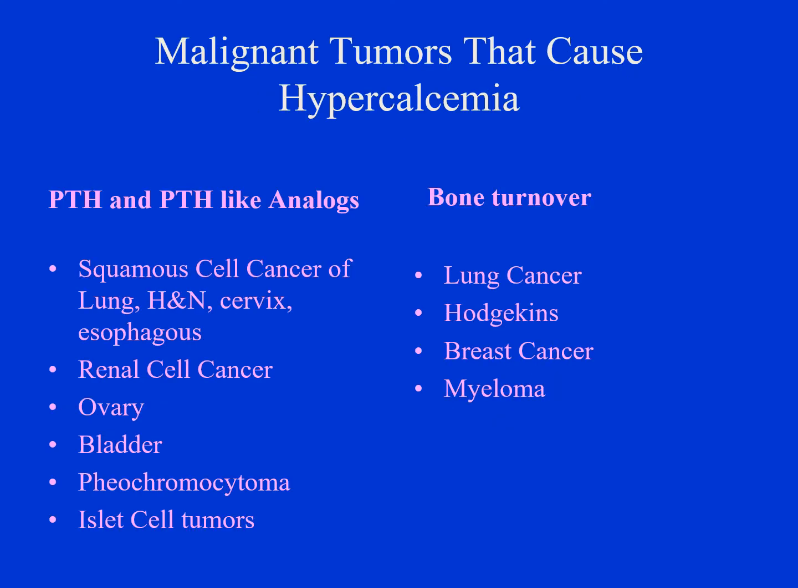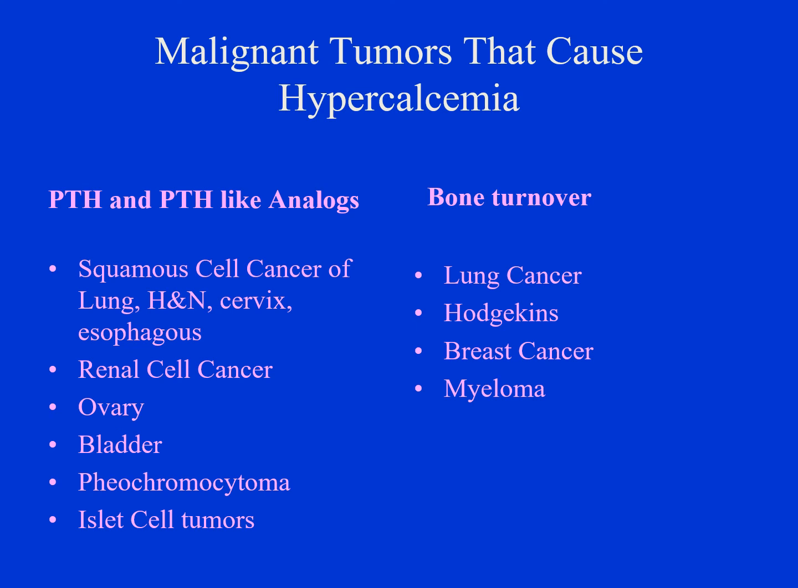The malignant tumors that cause hypercalcemia can be grouped into different categories based on the mechanism of action of their hypercalcemia. So the tumors that secrete PTH and the PTH-like analogs are the squamous cell carcinomas. Squamous cell carcinoma of the lung, head and neck, cervix, esophagus, they all have problems with PTH and hypercalcemia.